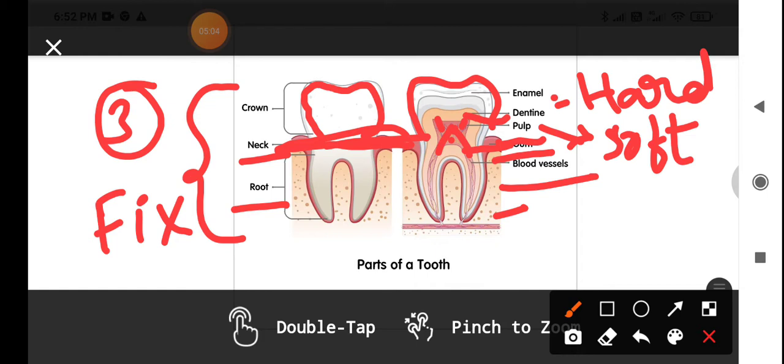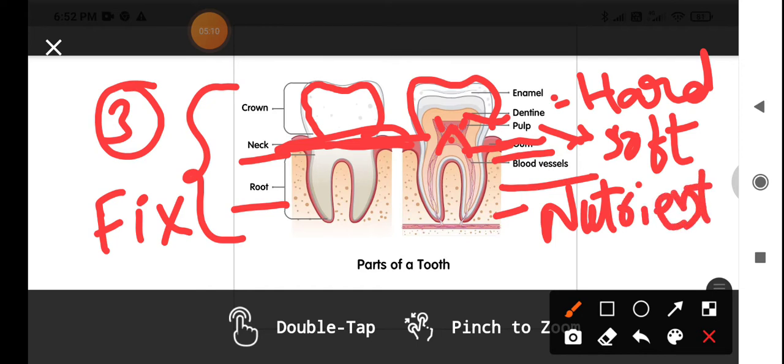So these blood vessels are supplying the nutrients to keep your teeth strong, to keep your tooth healthy. They need nutrients. So these nutrients are supplied with the help of blood vessels to the pulp. Understood? So from the pulp, it's absorbing, it's taking the nutrients. So whenever you get any cavity or any pain in your teeth, you feel pain because the nerves are also connected to the pulp. So these are the different layers of your tooth.